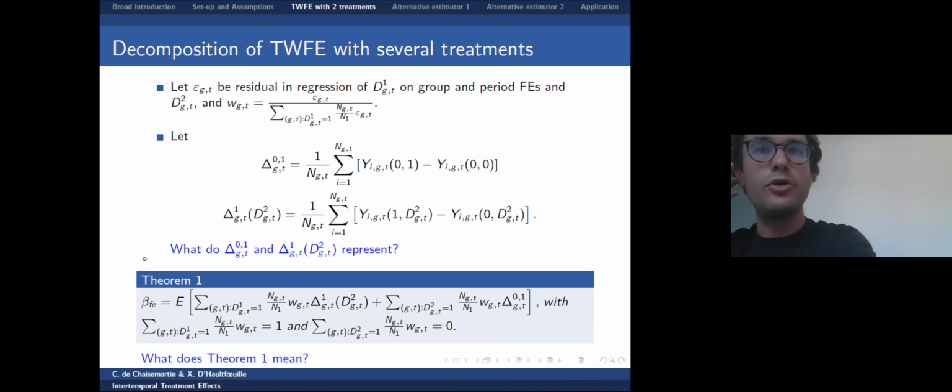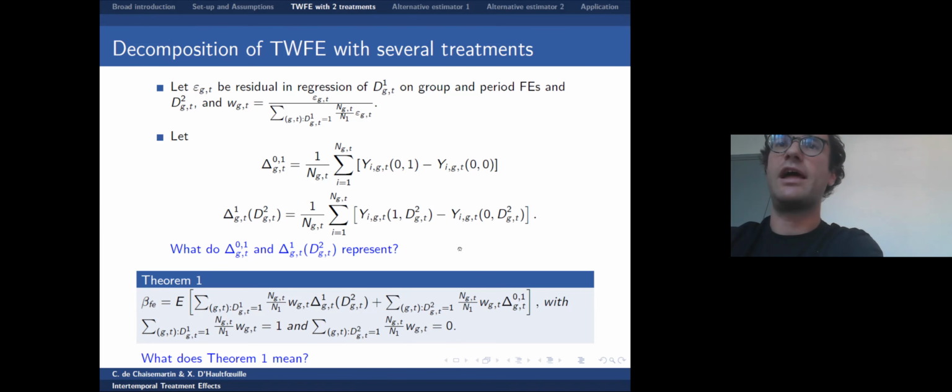So then we have the following result. We have that beta FE identifies an expectation, so it's complicated to say, an expectation of the sum of two weighted sums. The first weighted sum is a weighted sum of the effects of the first treatment on the outcome. And the second weighted sum includes effects of the second treatment on the outcome. The weights entering the first summation sum to 1, and the weights entering the second summation sum to 0.